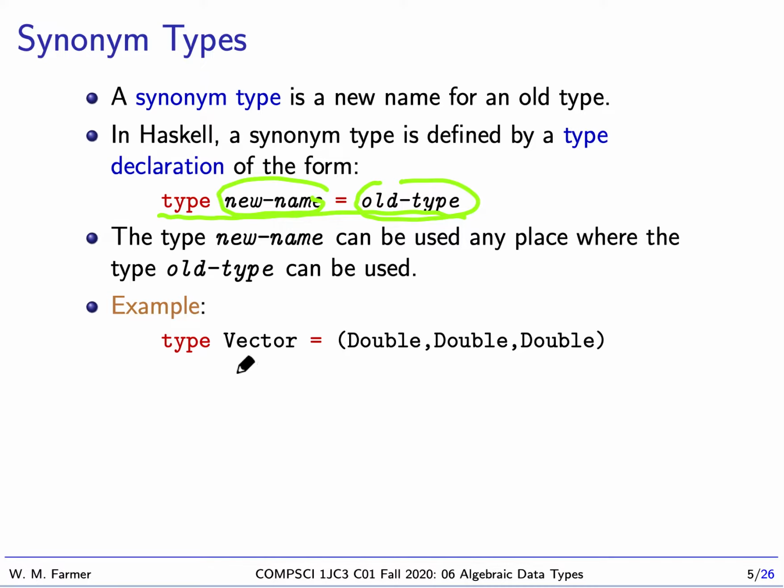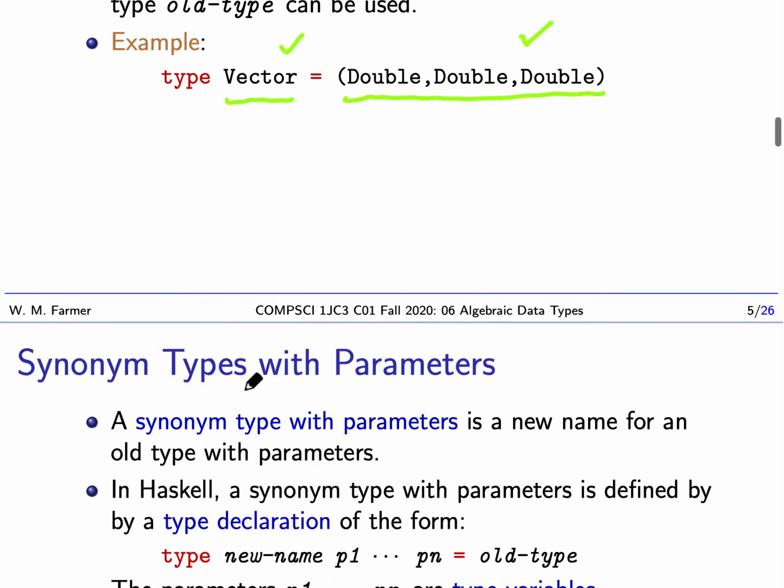So here's an example. We could say that vector is a synonym for the triple of doubles. So whenever we need the type which is a triple of doubles, we can use instead vector. So actually we could either use this or this. But when we want to think of a triple of doubles as a vector, we're going to use the vector type. So synonym types are very simple. You're just creating names that stand for types that already exist.